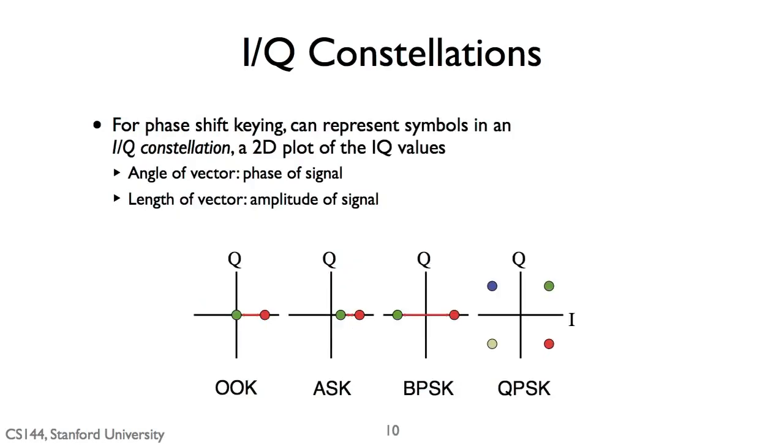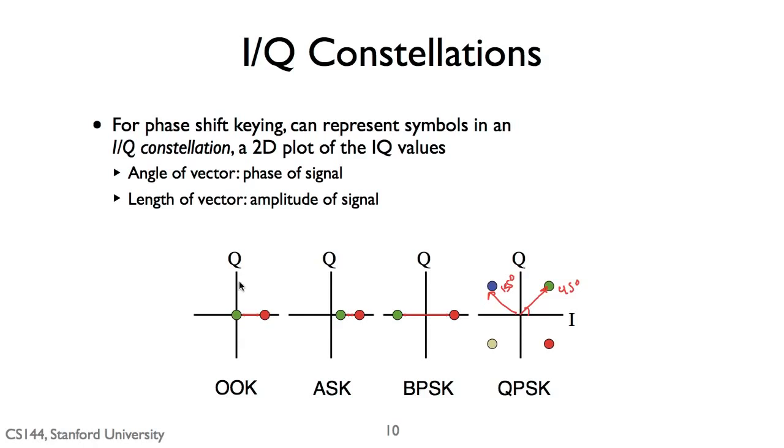But what's really valuable, and the reason why I'm going into IQ constellations, is that they lend themselves to a really simple and easy to understand graphical representation of what's going on down at the physical layer. If we take these IQ values and represent them on a 2D grid, we can use what's called an IQ constellation, this 2D plot. In these plots, the angle of your vector represents the phase of the signal. Like here, say we have 45 degrees. Here we have 135 degrees. And then the length of this vector represents the amplitude of the signal.